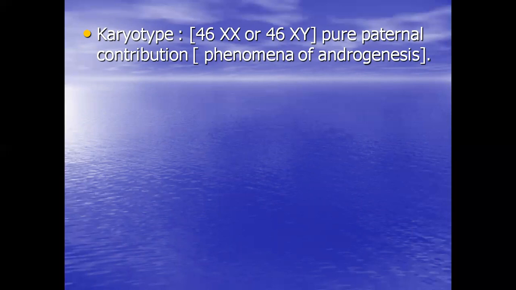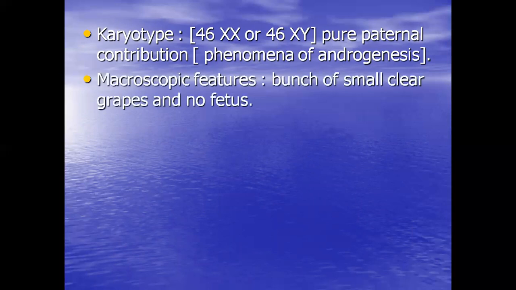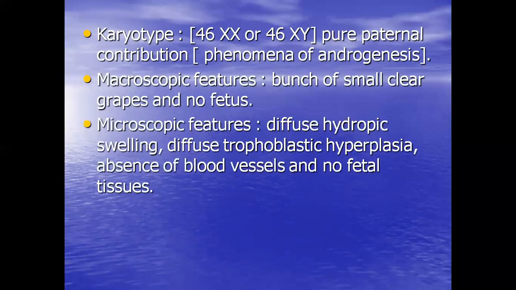Phenomenon of androgenesis. The macroscopic feature, what you are going to see by your eyes: a bunch of small clear grapes and no fetus. The microscopic features under the microscope: diffuse hydropic swelling, diffuse trophoblastic hyperplasia, absence of blood vessels, and no fetal tissues.